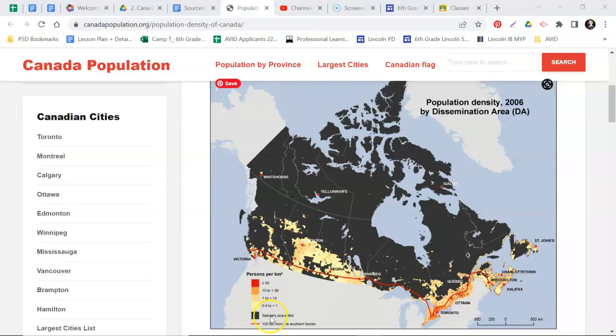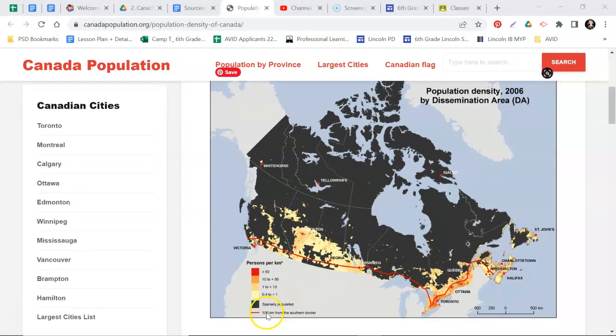If it's black, it just means that it's sparsely populated. There are fewer than 0.4 people per square mile or kilometer. Actually, we're doing kilometers here. So that would mean you would have about 1 person every 2 square kilometers.